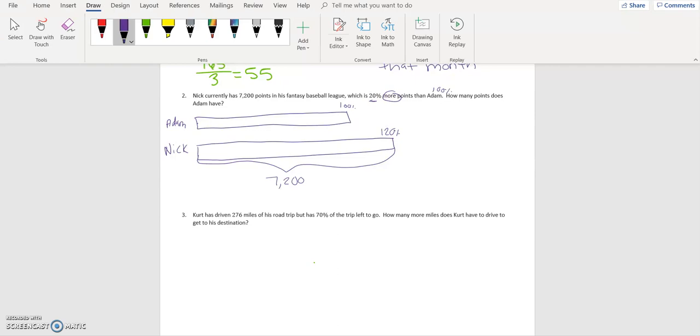So that 20% is what's going to tell us, let's break this up into the 20s. So at 100, 80, 60, 40, 20. So we should have 1, 2, 3, 4, 5.